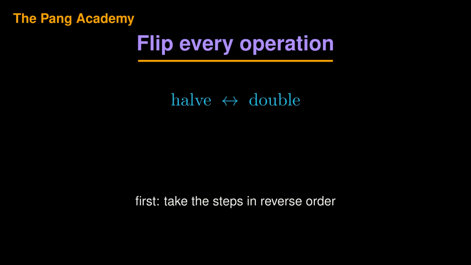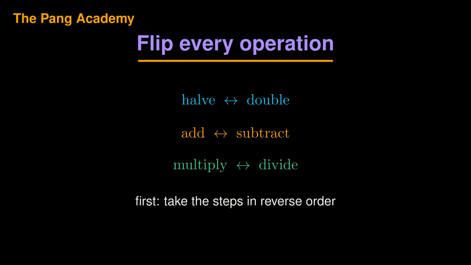Halving becomes doubling. Adding becomes subtracting. Multiplying becomes dividing, and dividing becomes multiplying. This flip is the step everyone gets wrong. If you try to undo a halve with another halve, you get complete nonsense. Every operation must turn into its opposite, always.